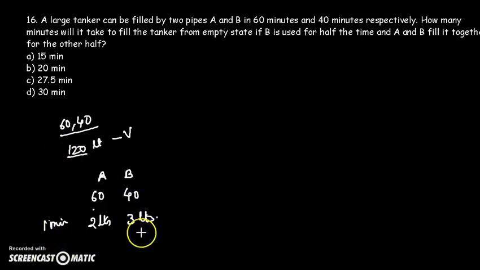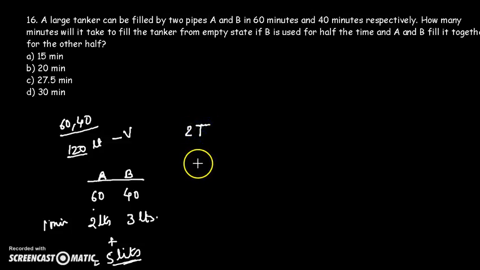And together in 1 minute, 2 plus 3, 5 liters they can pour into the tank, both A and B together. Let us assume the total time taken is 2t. So you can divide 2t into 2 equal time periods, t and t. In the first time period B is used, and in the second time period A plus B both are used.